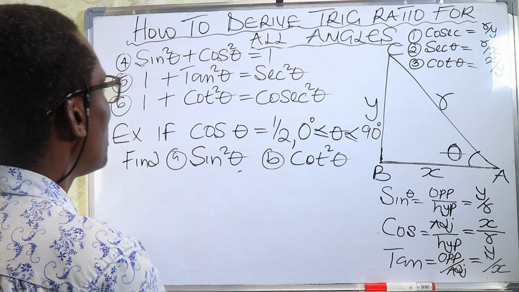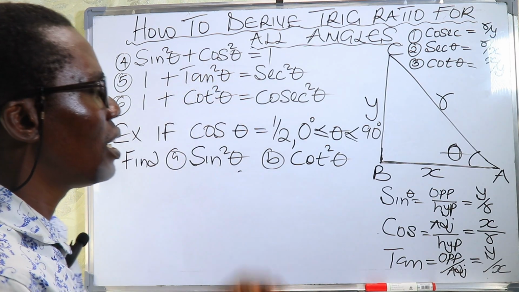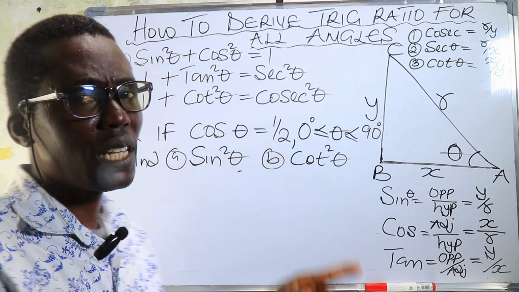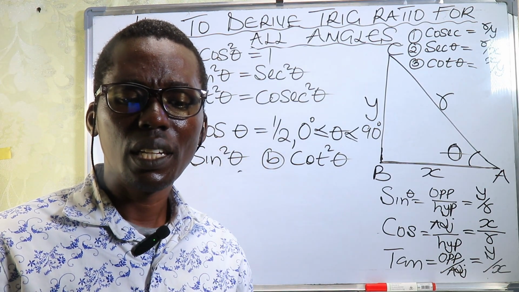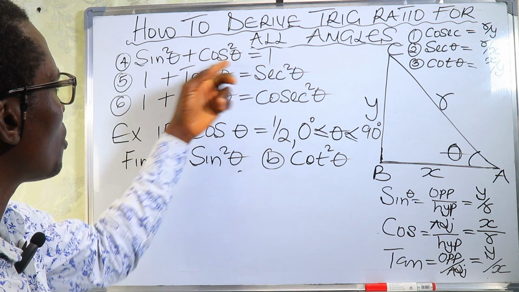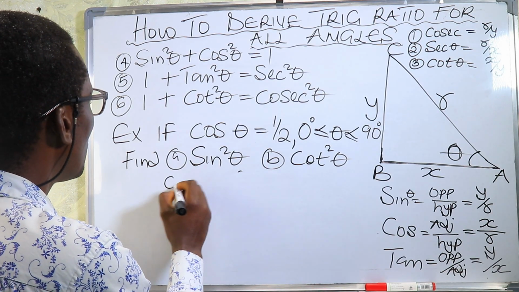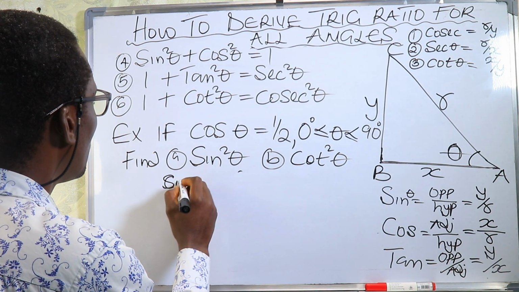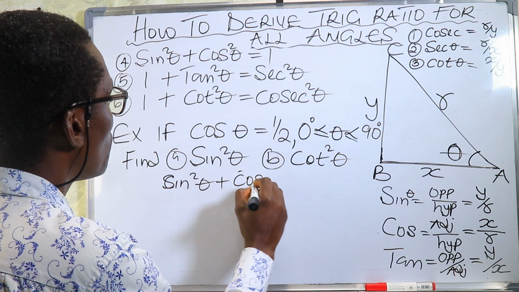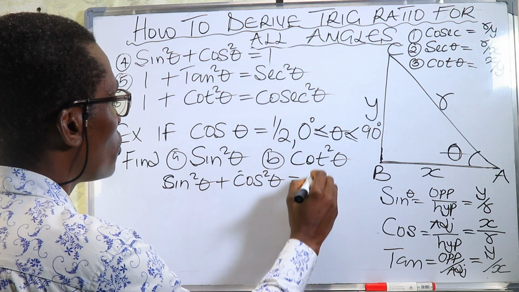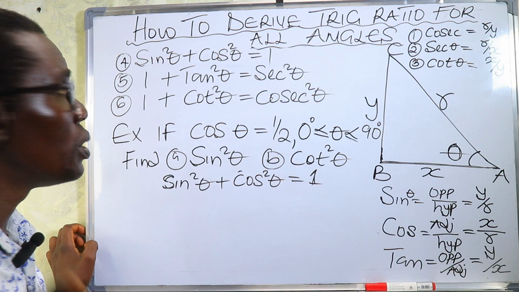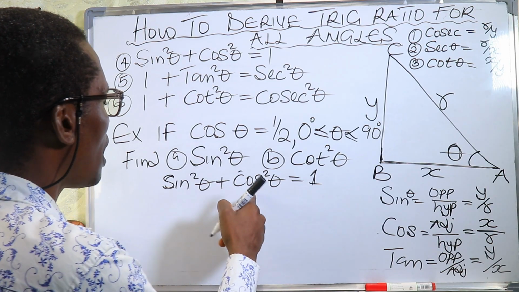Now the formula says sine square theta plus cos square theta e dey equal to 1. Remember say wetin they give us here na cos theta, say na half. They no give us cos square theta. So now you go change that cos theta to half. Since they give us cos theta, we fit get this one. So if we get sine square theta plus cos square theta dey equal to 1. Here now we dey find the first one we dey find na this one. So wetin we go do?